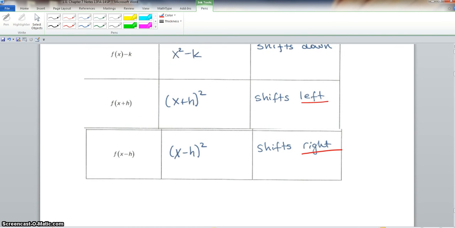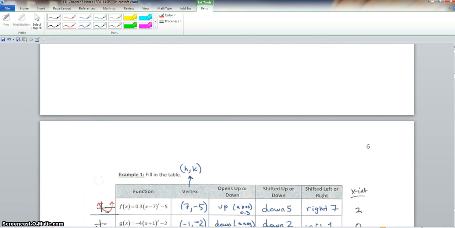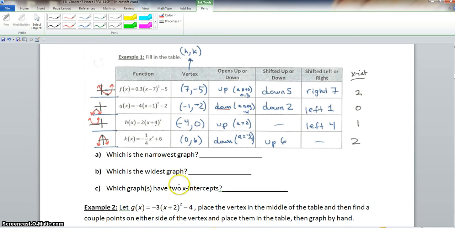Now, we scroll to the next page. I had to fill this out as well because I saw it was shifting. So we have example 1, fill in the table. Now we're given the function, and to find the vertex, we know our vertex is h and k. Our h here is this 7, and our k here would be this -5. So this is our h, and this is our k.